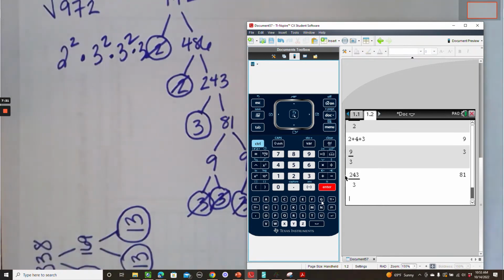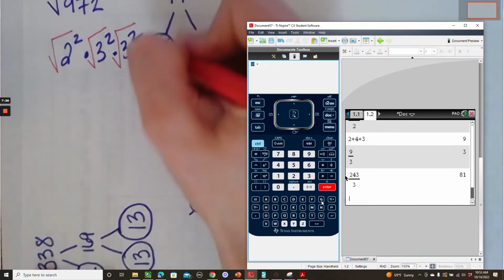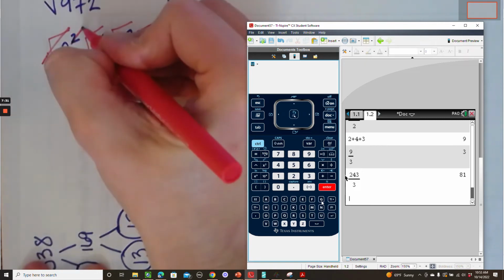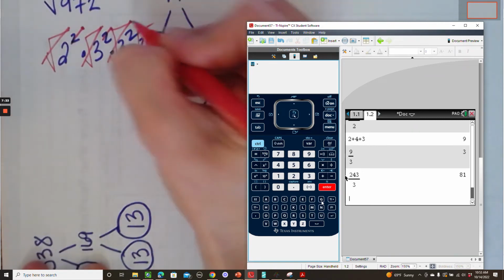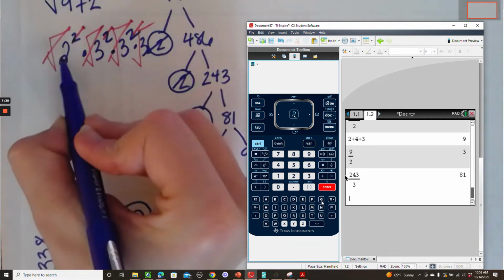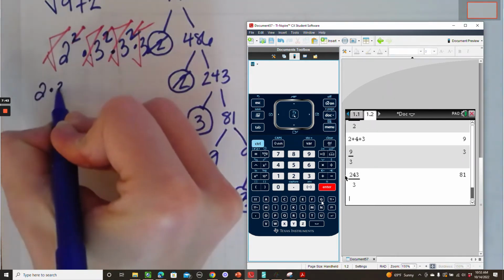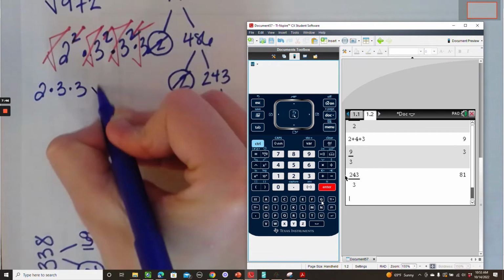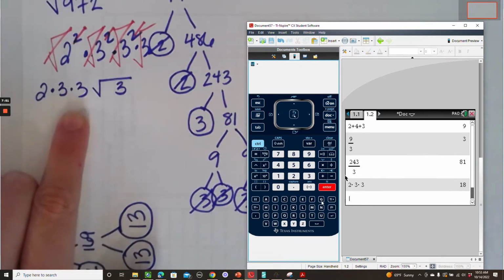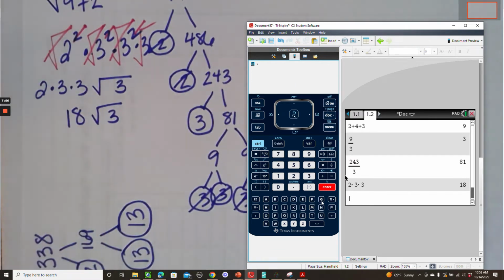The reason I group them in groups of 2 is because if we split it up and we square root each piece, this cancels this, this cancels this, this cancels this. That one can't cancel. It's a square root of 3 all by itself. So what I have is 2 times 3 times 3, 2 times 3 times 3, and then the square root of 3 out here. And then just combine them: 18 times the square root of 3. That's your answer.